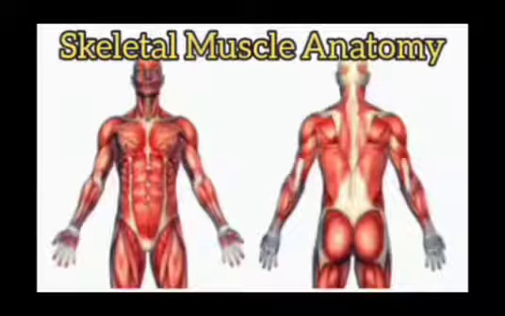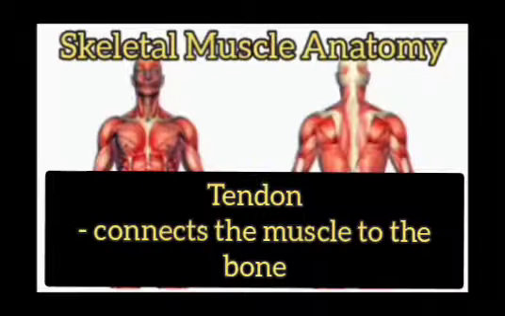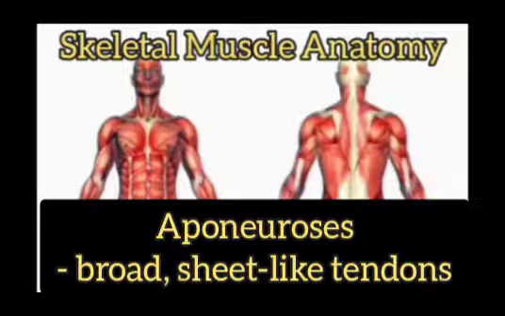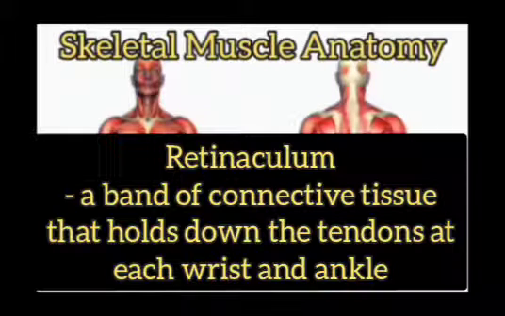The majority of our muscles extend from one bone to another and cross at least one joint. At each end, the muscle is connected to the bone by a tendon. Aponeurosis are broad sheet-like tendons. A retinaculum is a band of connective tissue that holds down the tendons at each wrist and ankle.